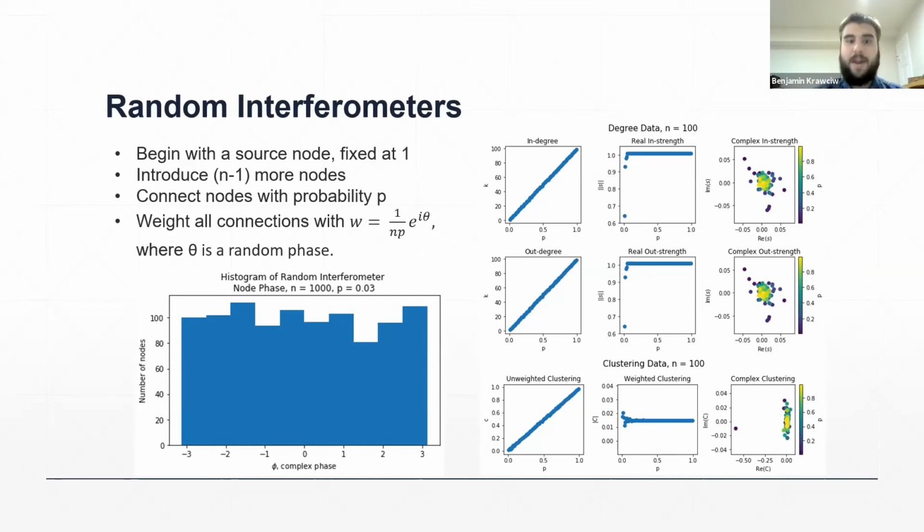For the actual signal values, when you calculate them and plot them, for an example I did, there was a uniform distribution. And so what we see is that with these random interferometers, you can't really extract any useful information out of them. Everything's randomly distributed, just as one would intuitively expect.